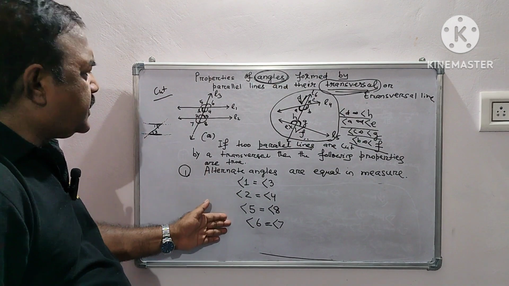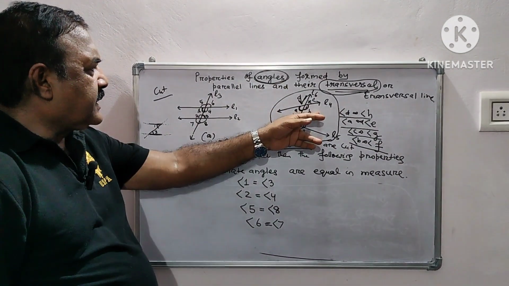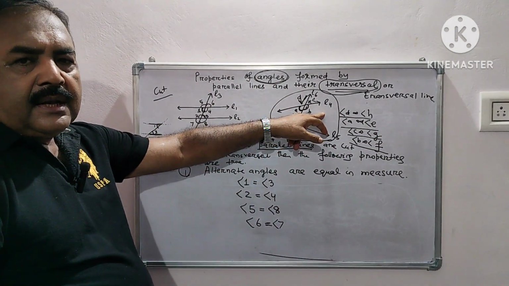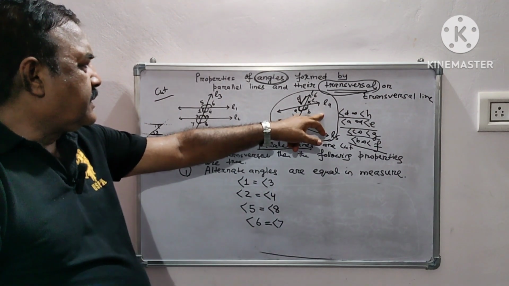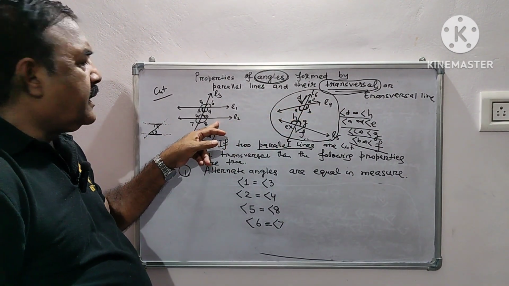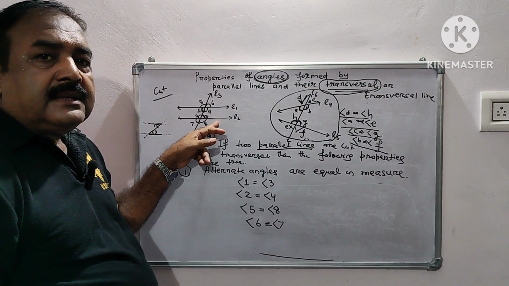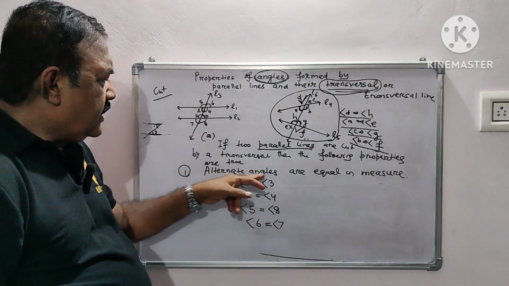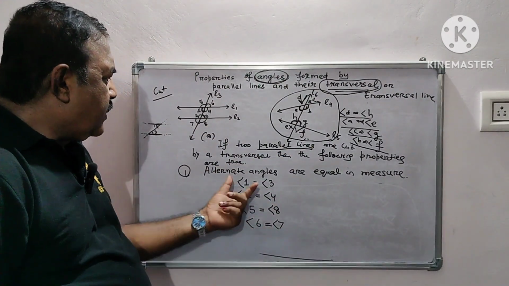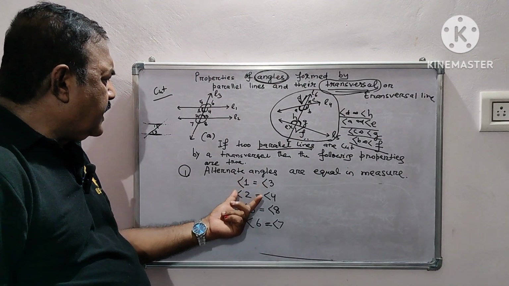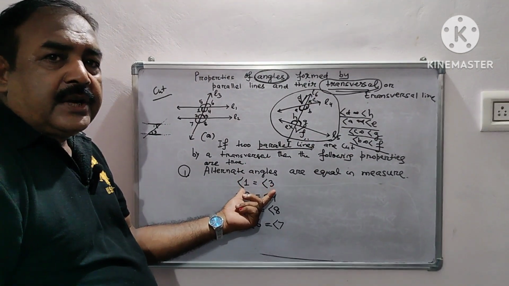So there are 4 pairs of alternate angles also in this case, but here there are 2 non-parallel lines which are cut by the transversal, but here 2 parallel lines are cut by the transversal. So this is going to be true. Now in one pair of alternate angles, both angles are equal in measure.